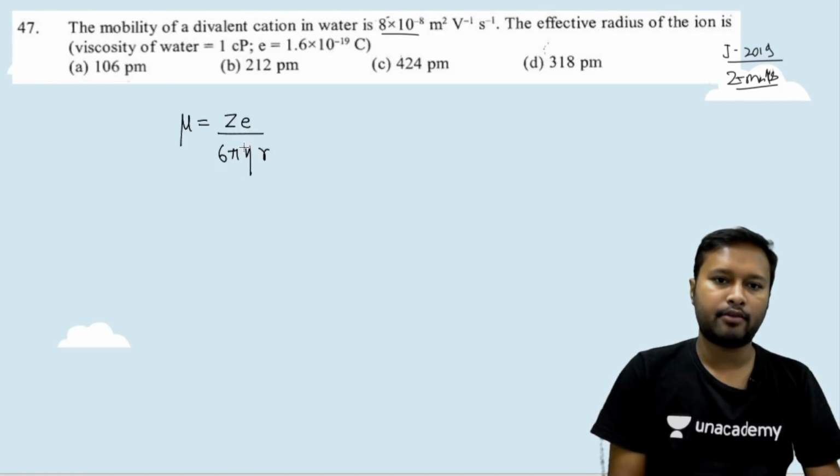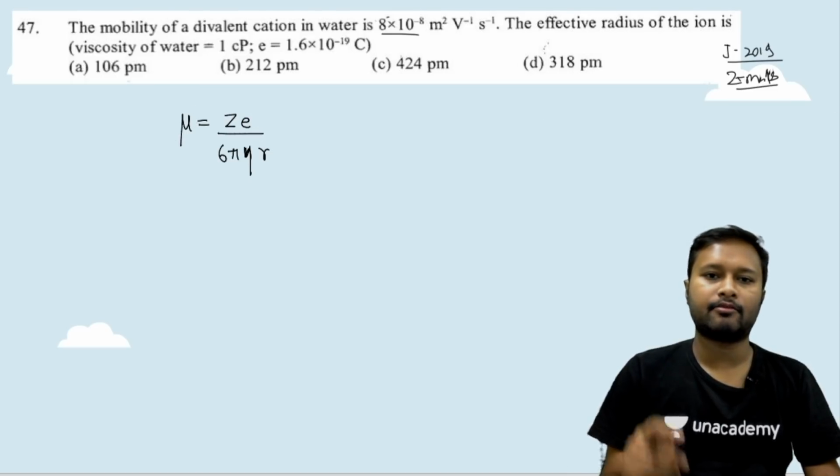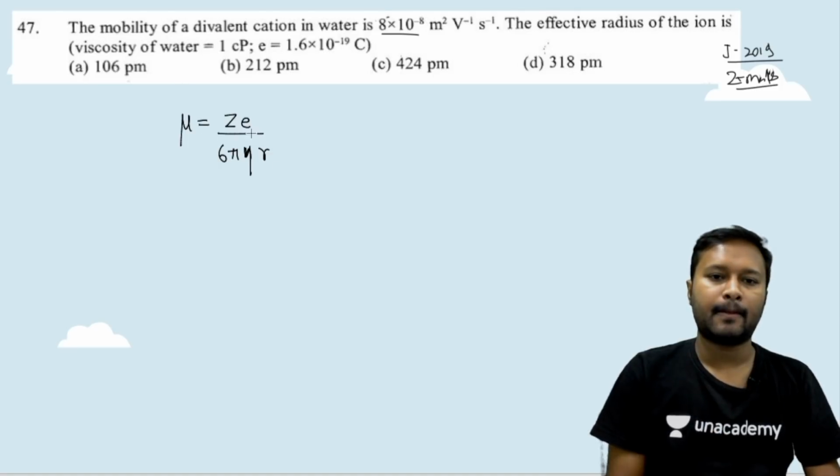Okay, you have to tell me in the comments which equation it is. So you have to tell the name of this equation. That is one thing which I'm leaving for you guys. Okay, so you have to calculate r. So r will be Ze upon 6 pi eta mu. Just put the values over here now.